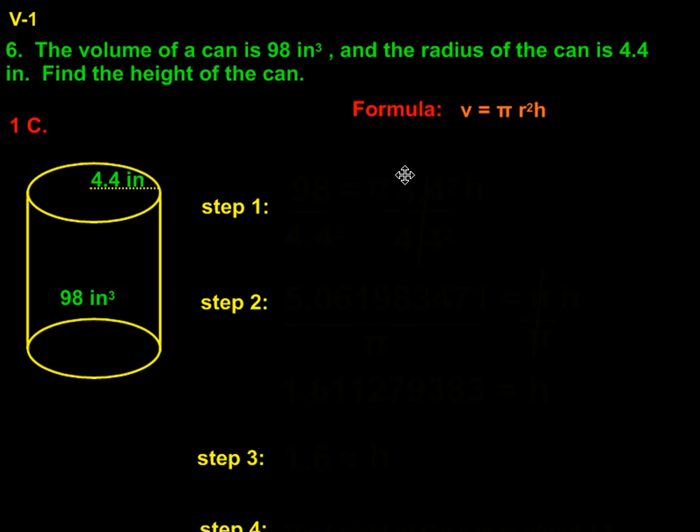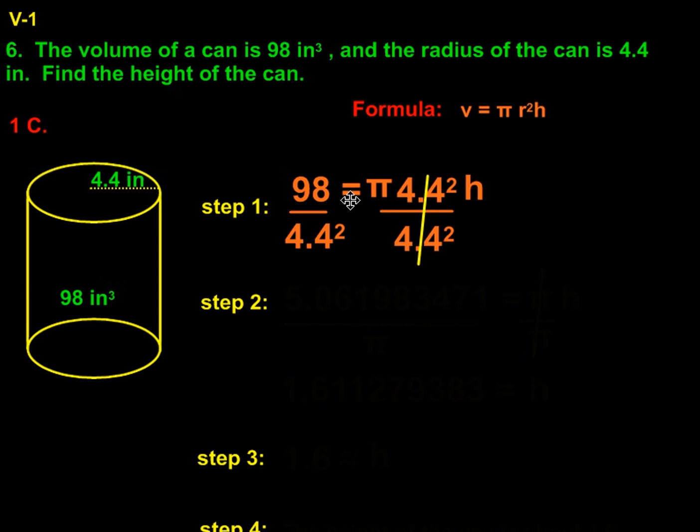And let's look at the last question on the homework tonight. Question number 6. The volume of a can is 98 inches cubed, and the radius of the can is 4.4 inches. Find the height of the can. So here we have a quick diagram again. Radius being 4.4 inches, volume being 98 inches cubed. For step 1, we want to take this information and plug it into our formula of volume equals pi r squared h. So we have 98 equals pi times 4.4 squared h.